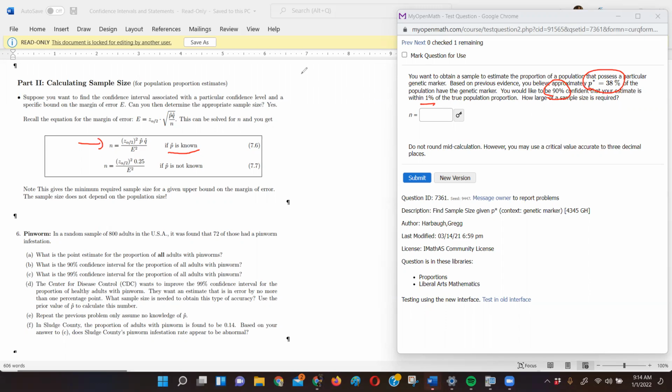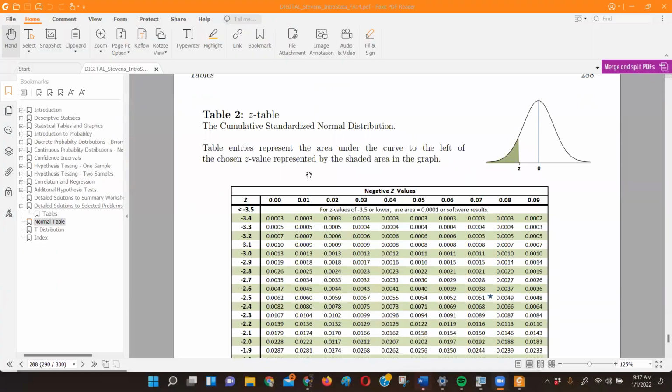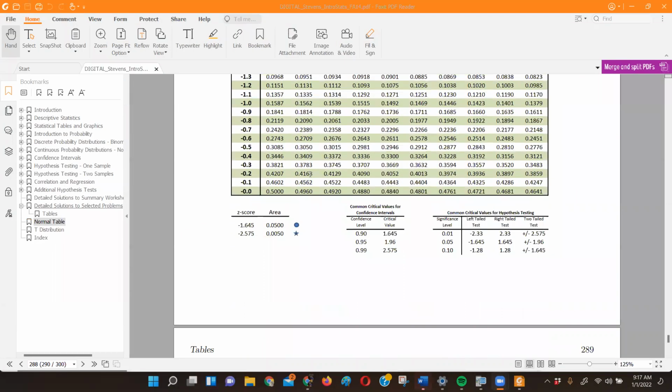So let me pull up a copy of that table out of Dr. Stevens' textbook. In that table that I gave you, or it's in the back of your textbook, if you bought the textbook, you see these common critical values of Z. These are the values you're going to use.